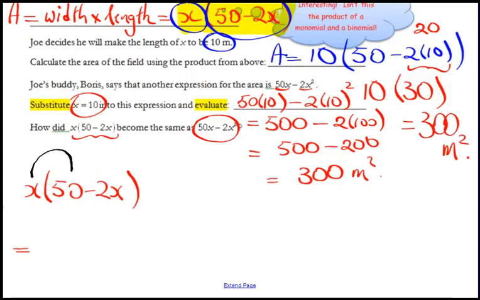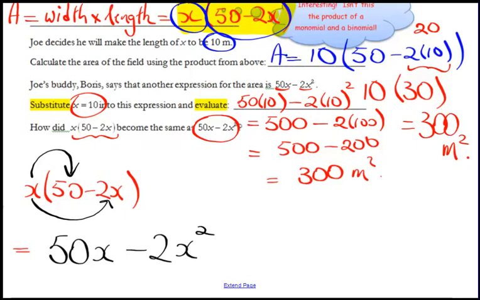If we take x and multiply it by 50, that would give us 50x. And then we've got a subtraction sign there, so that connects the two parts. And then we've also got x multiplied by the 2x, connected by a subtraction. So we're going to have 2x times x, which by now you should know would just be 2x squared. So that's actually how it works.